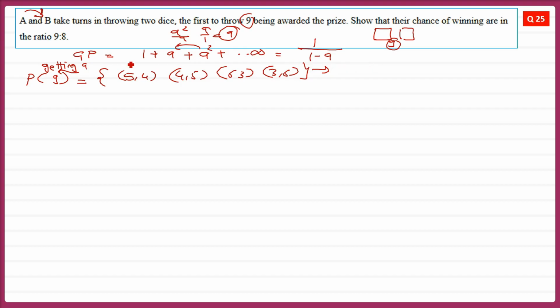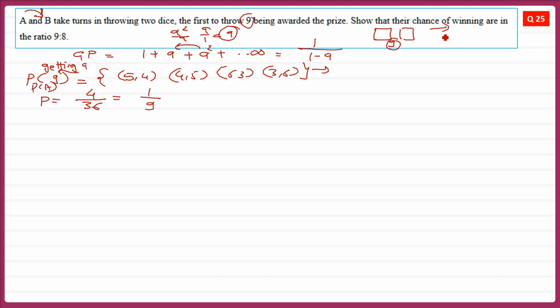5, 4, 4, 5, 6, 3, and 3, 6. Now probability: there are 36 outcomes in all, because 6 into 6, 6 in one die, 6 in another die, and 4 is the number of favorable cases. It comes out to be 1 by 9. Now this is the probability of getting a 9. Let's call it PA. We'll call PA bar not getting a 9.